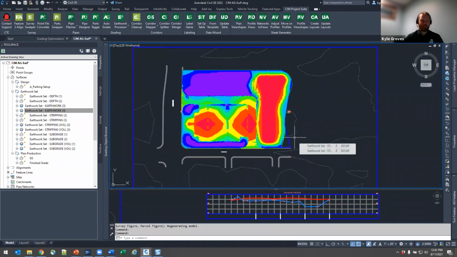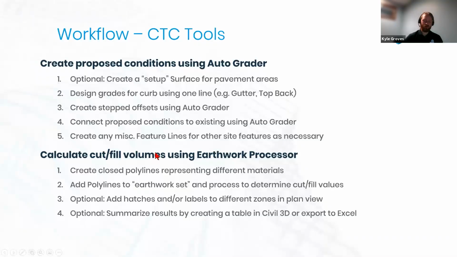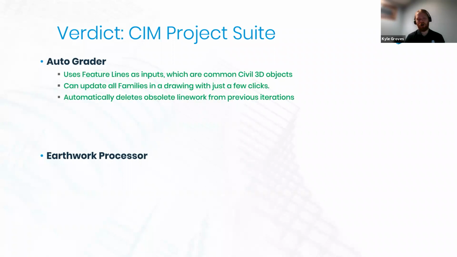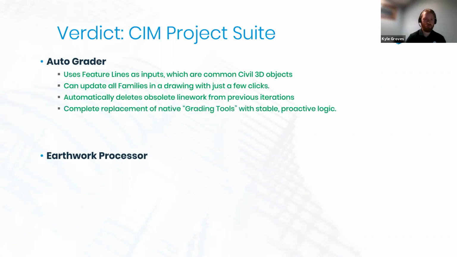So what we got here with our CTC stuff, let's pop back over into PowerPoint and go through what we learned from the CIM Project Suite. Well, Auto Grader: we're using feature lines as inputs. This is common as a Civil 3D object. This is also how the out-of-the-box grading objects work. We can update all of the grading families inside of our drawing with just a few clicks. It's automatically going to delete obsolete line work from previous iterations of the tool, and it's going to completely replace the native grading tools in a parallel workflow with stable and proactive logic.